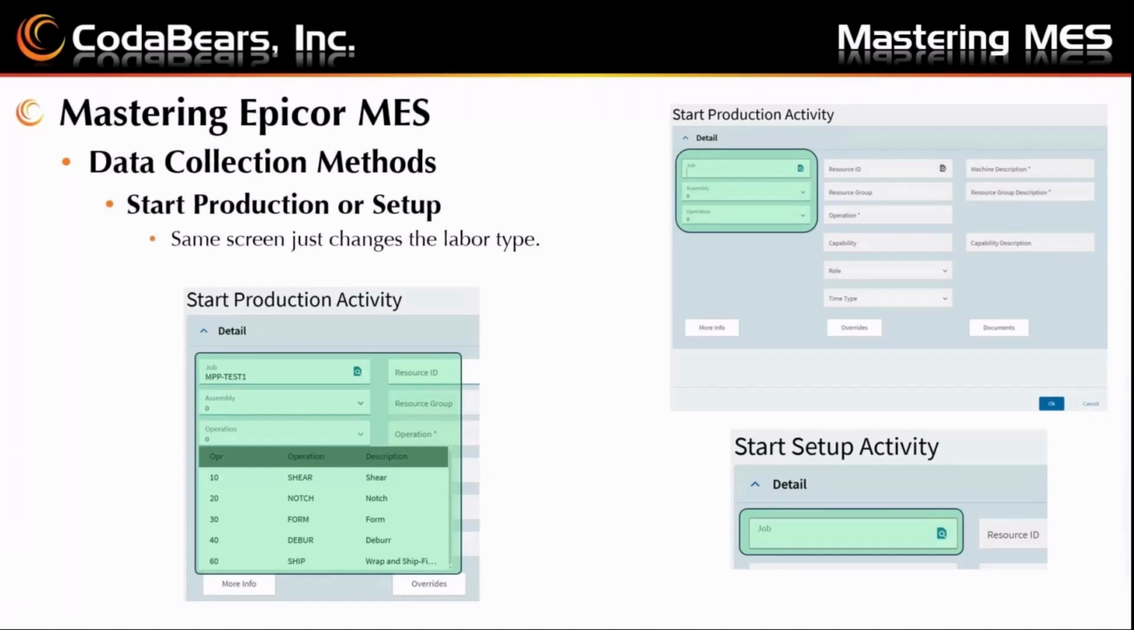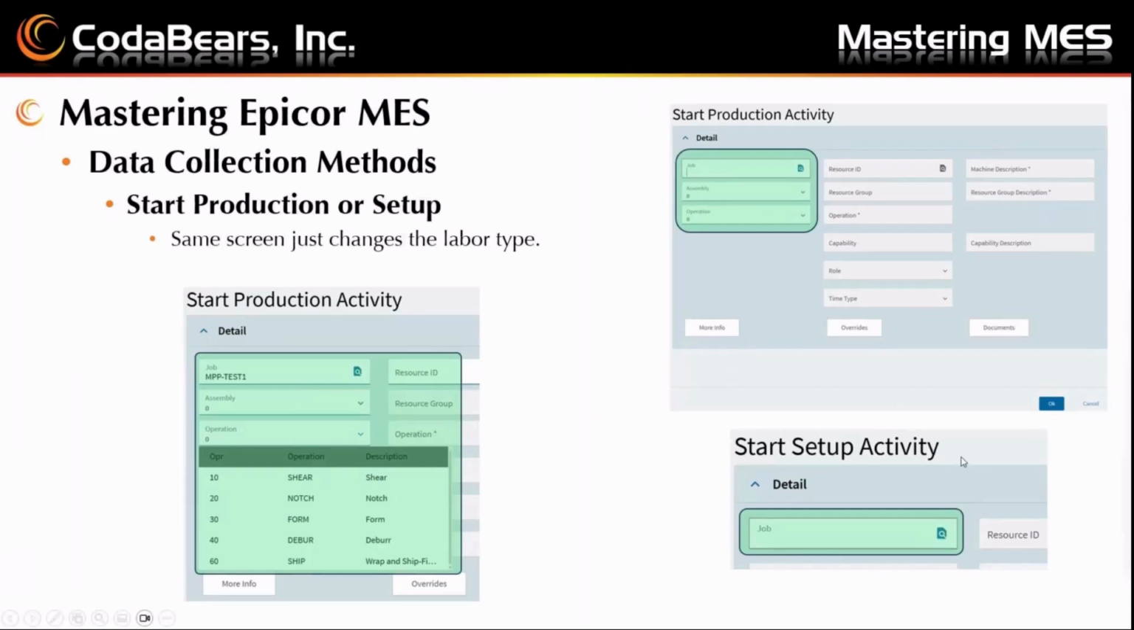So when I start production activity, I just need to tell the system what job I'm working on and what operation and assembly. Once I'm on here, everything's going to default for where the job got scheduled. Now the operator could say, oh, machine 2 broke down, so I'm running it on machine 3 today. They're more than welcome to change what machine or resource they're doing the work on.